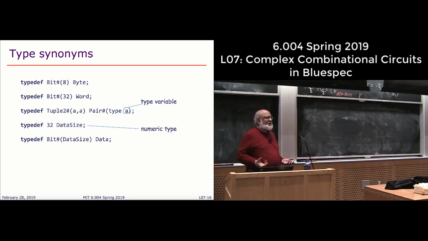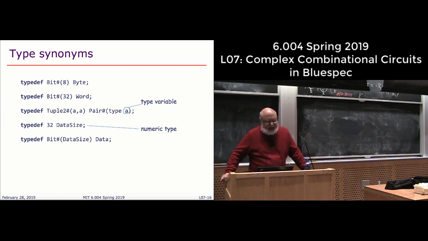This is a very interesting type. It's a numeric type. I'm saying I want to call, data size 32. Instead of just writing 32 every time, I'll say data size, and I mean 32. So even though it's a number, data size, I'm going to use it as a type. And here I use it. So I'm saying bit data size data. Who can parse this for me? What is this last declaration, typedef, saying?